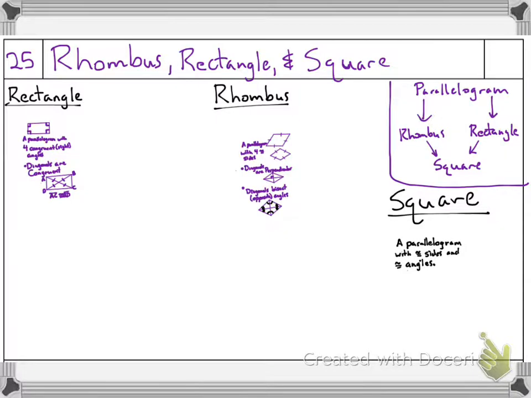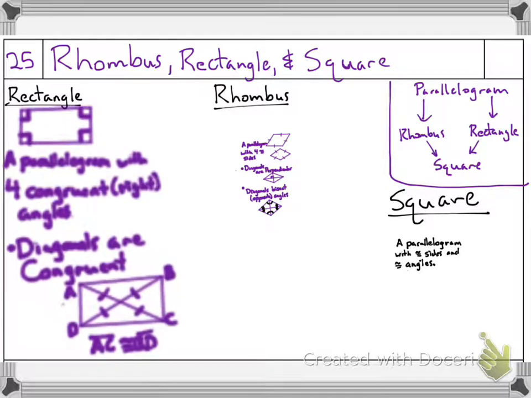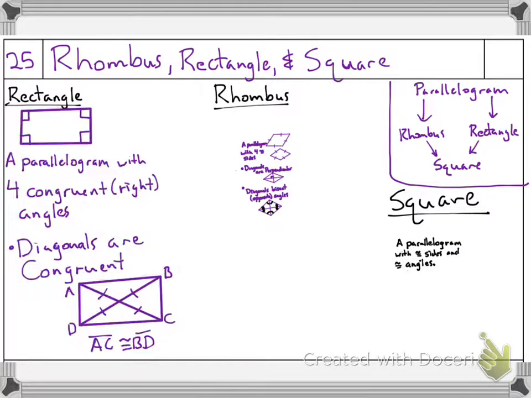So let's go to a rectangle first. We're kind of going to throw all these properties out there and start to work through and solve. So we should know that a rectangle is a parallelogram with four congruent angles, or four right angles, because if they're all congruent, they all need to be 90 degrees. So that is the definition of what makes a rectangle.